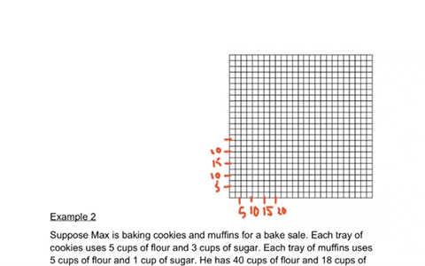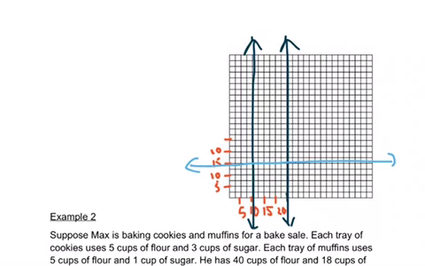I know x has to be between 10 and 25. So I'm going to have a vertical line at 10, and a vertical line at 25, which should be right here. And on my y's, those have to be between 15 and 40. So I'm going to have a horizontal line going through 15. I got to go up to 40. So 20, 25, 30, 35, 40 should put me right here.